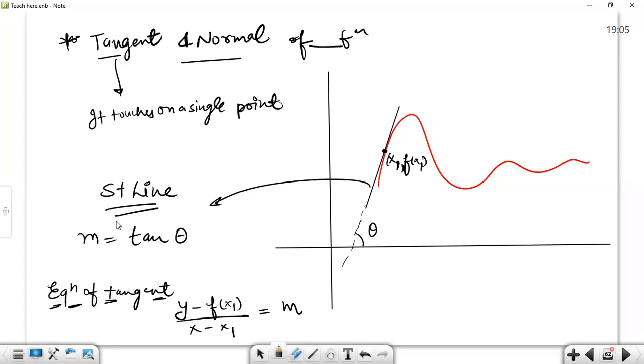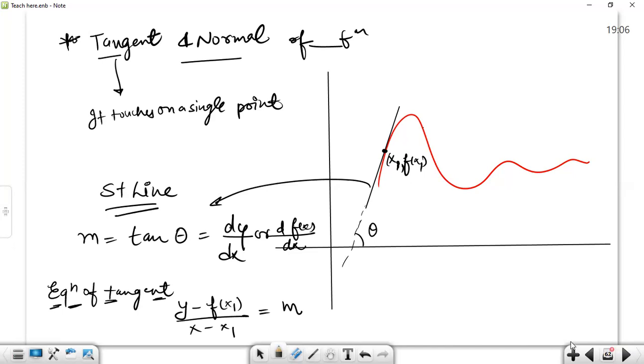How can you find the slope m? It can be found by tan theta, and also because it is a given function lying on this particular point, when you differentiate the function, dy by dx or d of f of x by dx, you get the slope. You already have one point, so you can find the equation of tangent using this.